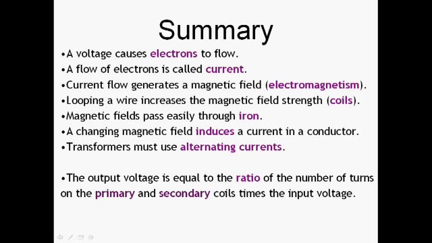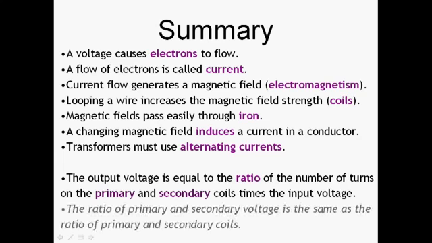The output voltage is equal to the ratio of the number of turns multiplied by the input voltage, or in other words, the ratio of the primary and secondary voltages is the same as the ratio of the primary and secondary coils.